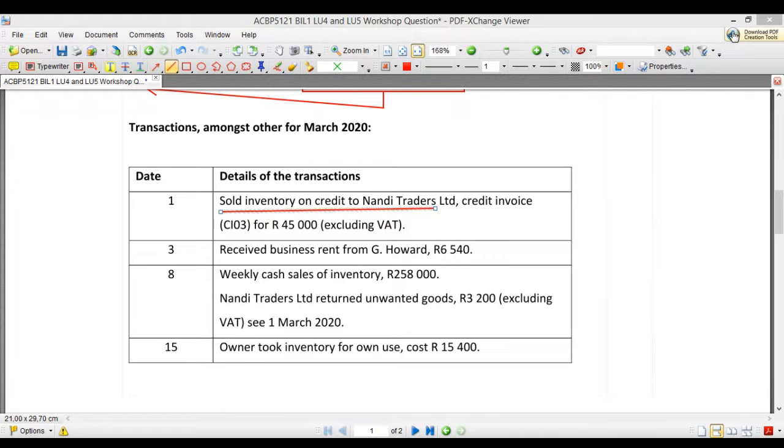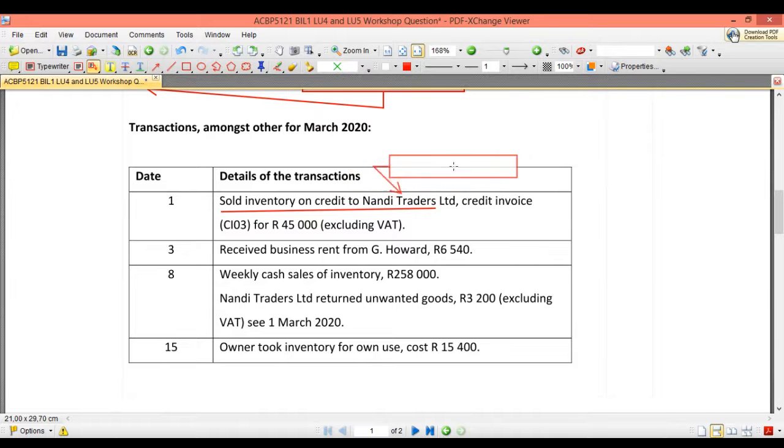Okay, so Lena says the debtors journal, and that is correct. So when we sell something on credit, we will take it to our debtors journal. Okay, because we say credit sales goes to the debtors journal.